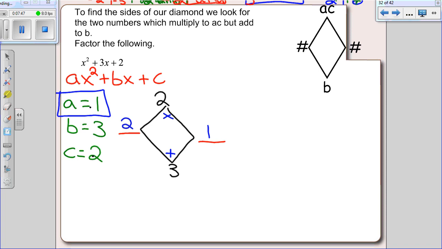Diamond method is not factoring. It's a method of organizing your factor. I don't want you to see this, draw a diamond, and be like, there we go, I factored. You haven't factored. You organize what we're about to do.